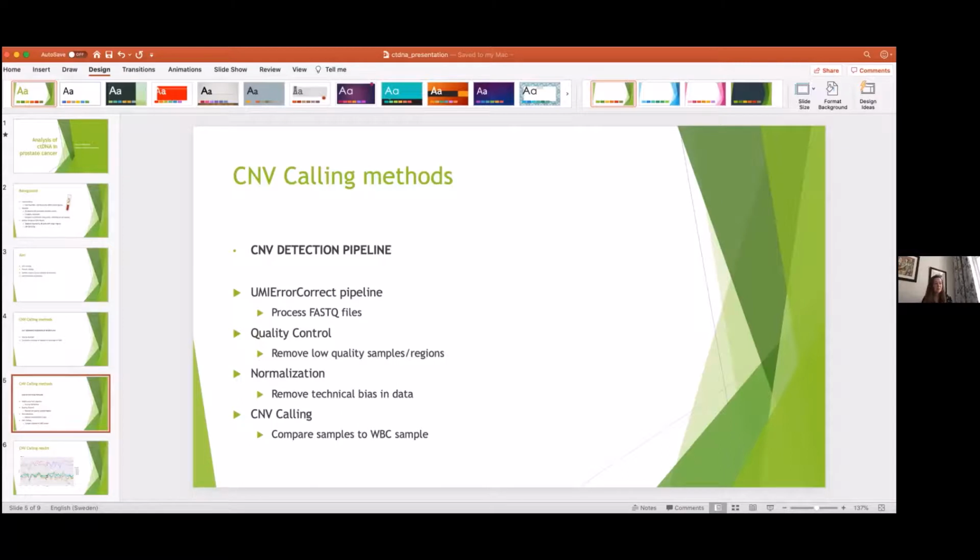And a number of different factors can have an impact on library preparation and sequencing, which affects read depth. So that's why normalization is important: to transform the data by reducing technical biases, to make accurate comparisons between different experiments. And for normalization, I have used the R Bioconductor package DESeq2, which is usually used for RNA-seq experiments, and it normalizes reads based on scaling factors.